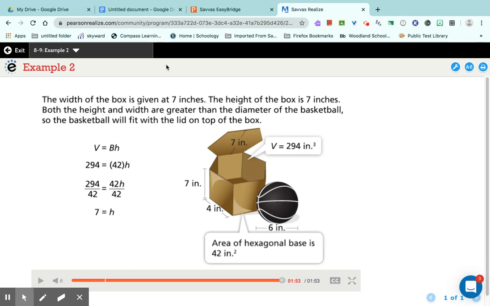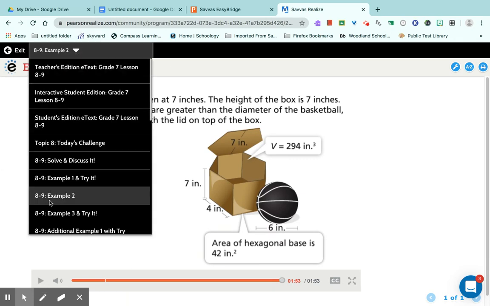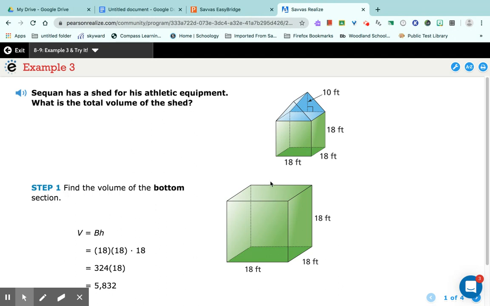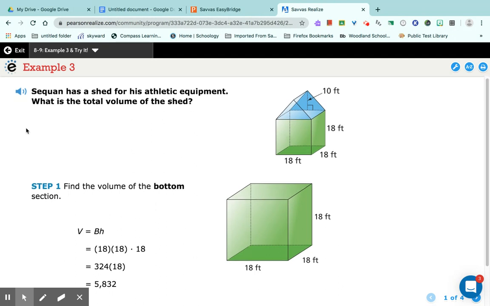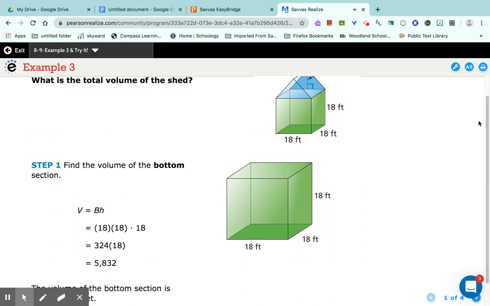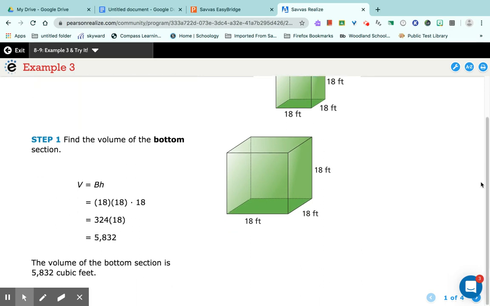All right, number 3. Saquon has a shed for his athletic equipment. What is the total volume of the shed? Okay, so you broke it into 2 sections. So you have a square here, you have a triangle on top. So you have to figure out the volume of both, put them together.